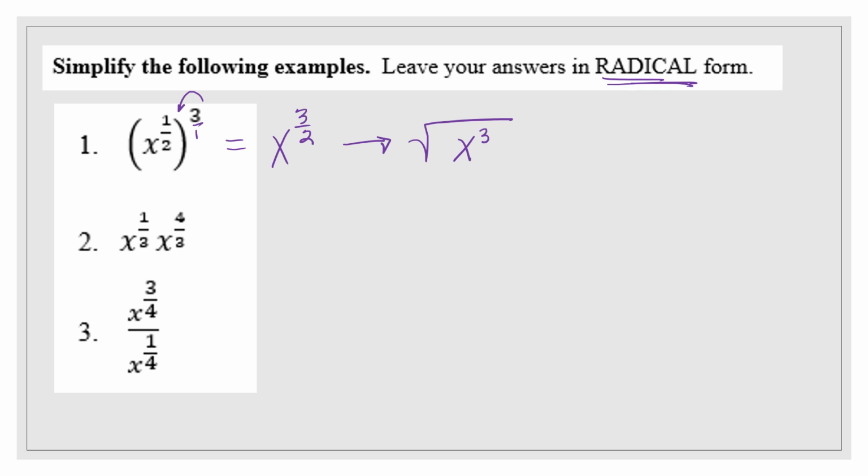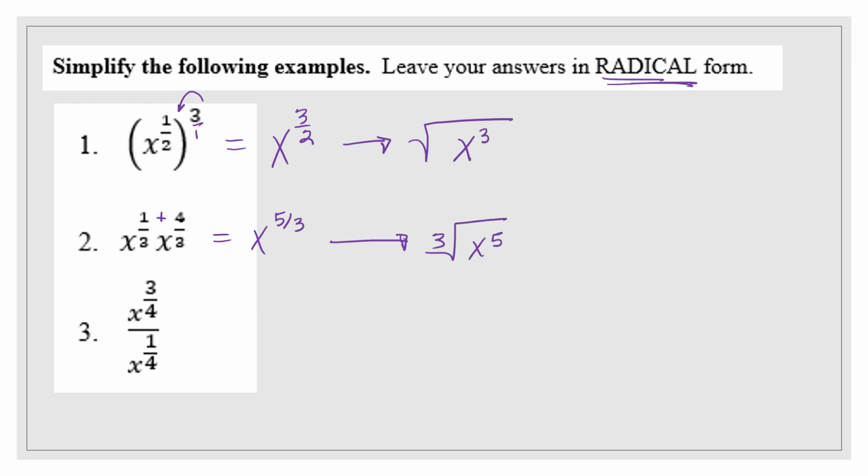Our next one, x to the 1/3 multiplied by x to the 4/3. Excuse me, this is the product property. So I will add the two exponents to give me x to the 5/3. Put it in radical form. That would be the cubed root of x to the 5th.